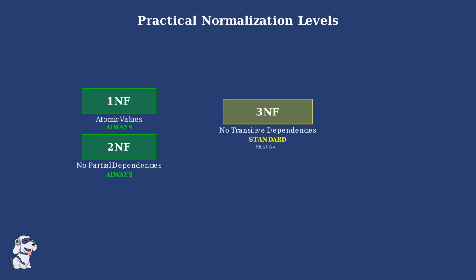Third normal form represents the standard target for most database applications. It provides an excellent balance between data integrity and practical implementation, eliminating transitive dependencies while remaining manageable for most development teams. Boyce-Codd normal form should be applied specifically when overlapping candidate keys exist in your database design. This is a more specialized scenario that requires careful analysis of key relationships and dependencies.